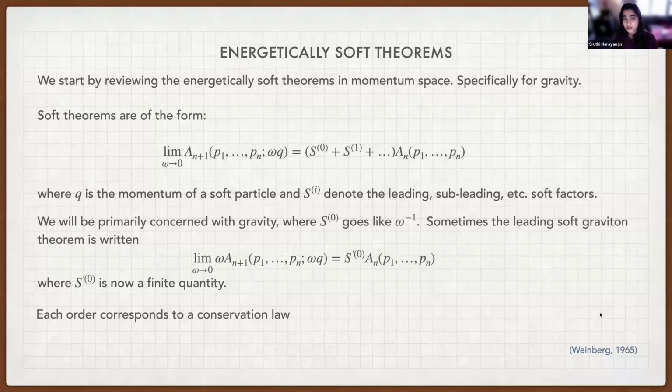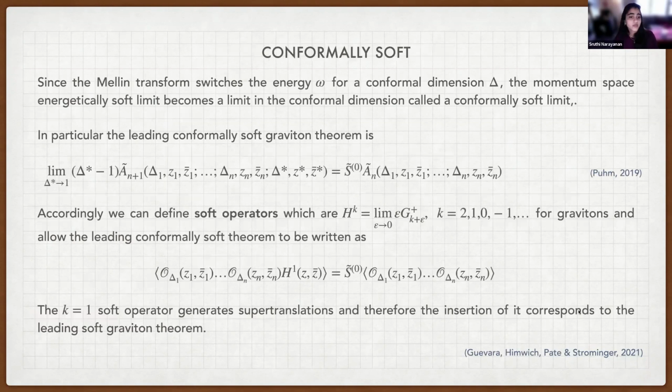Okay, but what we would like to do is think about these as soft theorems on the celestial sphere. And in order to do that, we have to understand what conformally soft means. The Mellin transform, we know, is an integral over energy, and it switches energy for this conformal dimension delta. So just like your energetically soft theorem is a limit in omega going to 0, you would expect that your conformally soft theorem would have something to do with some limit in delta.